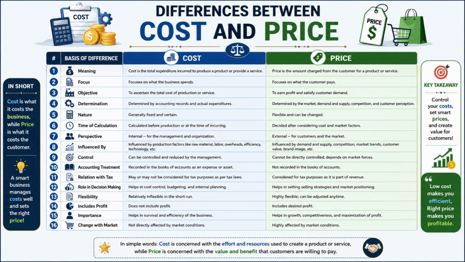In this video, we will discuss the differences between cost and price. Both cost and price are important business concepts, but they have different meanings and purposes. Cost refers to the amount spent to produce a product or service, whereas price refers to the amount charged to customers for that product or service. Let us now understand the major differences between cost and price one by one.